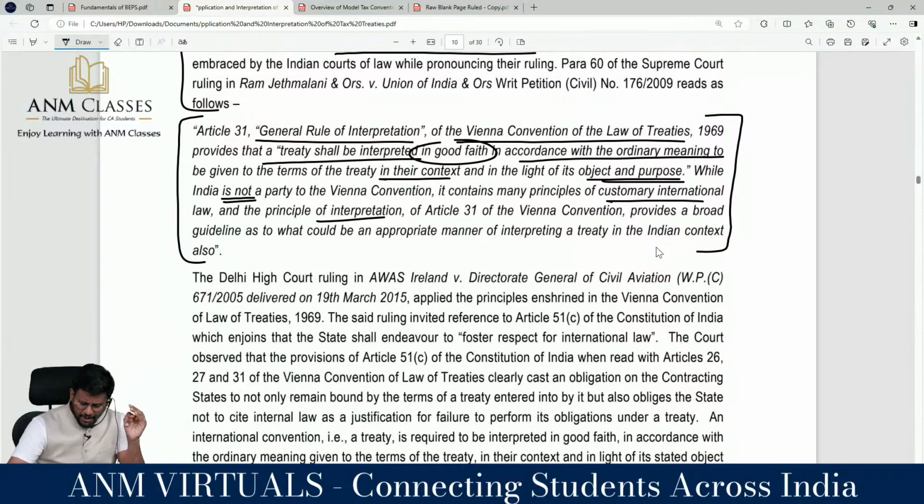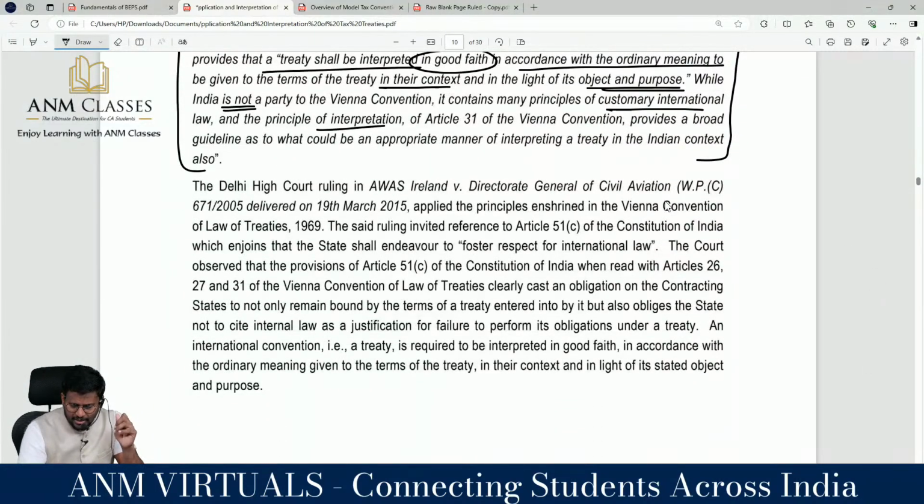The Delhi High Court, in a case involving the Director General of Civil Aviation, delivered on 19th March 2015, applied the principles enshrined in the Vienna Convention of Law of Treaties. The ruling invited reference to Article 51 of the Constitution of India, which enjoins that the state shall endeavor to foster respect for international law.